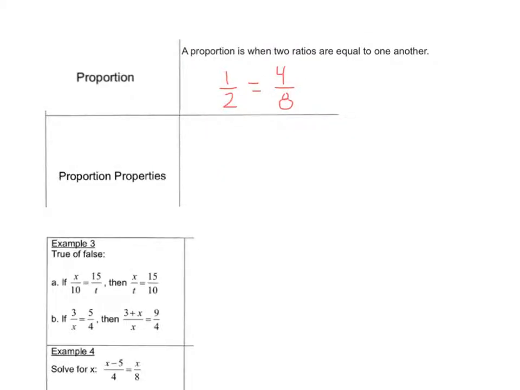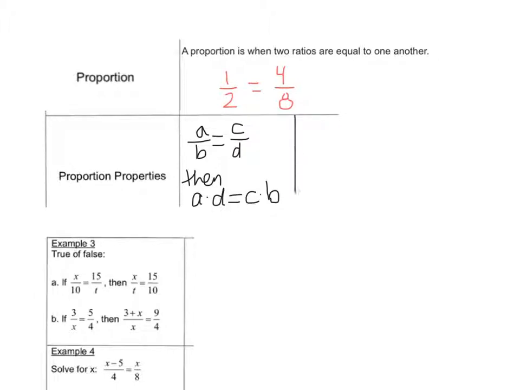So we're going to use what we know about proportions and the definition of a proportion to look at a couple properties. One of the most common properties that we know is that if you have the proportion A over B equals C over D, then you can also say that A times D is equal to C times B. That's essentially saying that the numerator and denominator of opposite ratios, multiplied across from each other, give equal products.